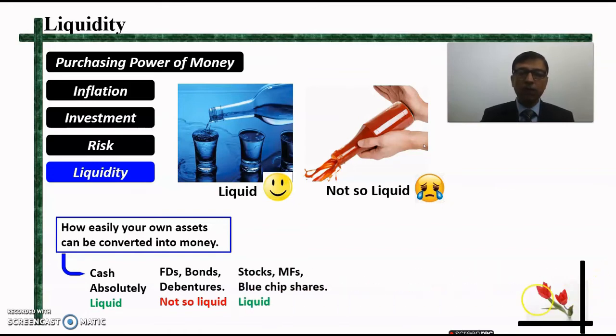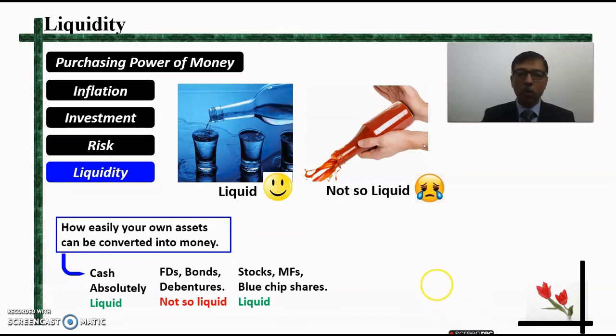Now suppose you have invested your money in stocks or mutual funds or shares of some good blue chip companies. In such a case, when you require the money, since they are in electronic form, you just have to press a couple of buttons on your computer, and in a day or two that money will come back into your account. Therefore, such assets are also considered liquid.